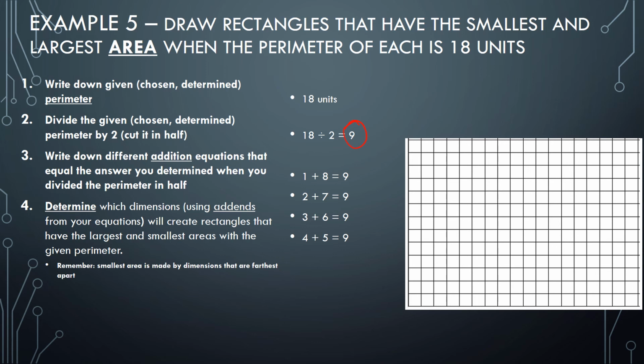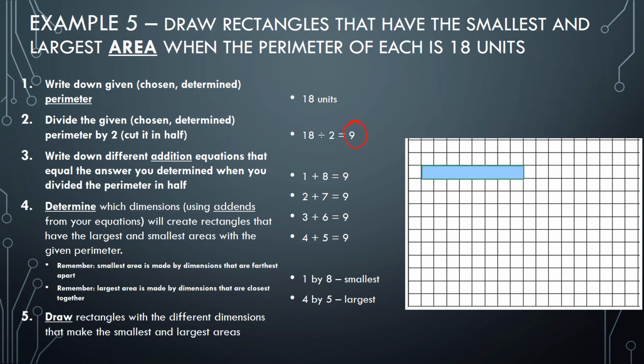So remember, the smallest area is made by dimensions that are the farthest apart. So if we look, 1 and 8 are farther apart. They're 7 apart. 2 and 7 are only 5 apart. 3 and 6 are 3 apart. And 4 and 5 are right next door. They're 1 apart. For the largest area, it's made by dimensions that are closest together. So thinking back to what we just went over, 4 and 5 are 1 apart. That was the closest together that we could get. So we're going to say 1 by 8 is the smallest, and we're going to check our work. And 4 by 5 is going to give us our largest area.